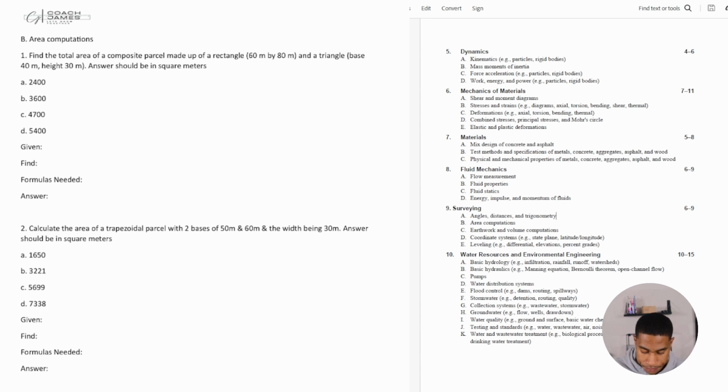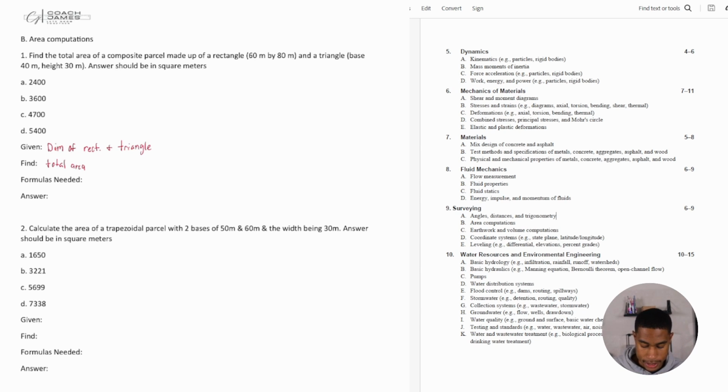Okay, so let's start with the given information. They give us the dimensions of a rectangle and a triangle. And they want us to find the total area.